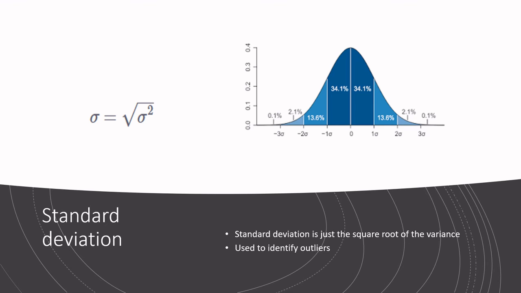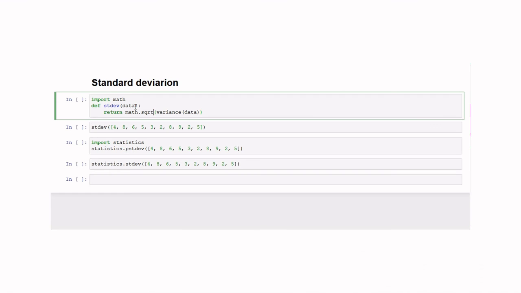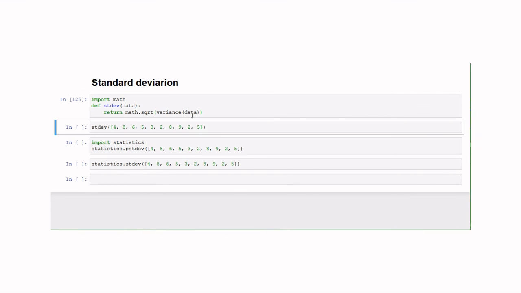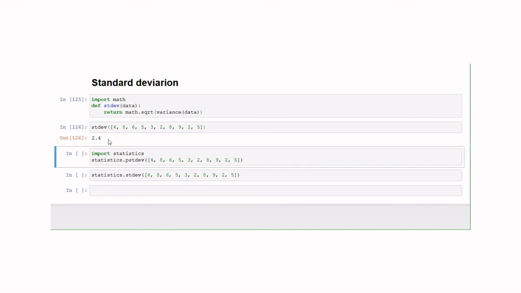Let's try to implement these things using Python. Here I am using the math library to find the square root of the variance. Why? Because the square root of the variance is the standard deviation. I am passing this dataset to the standard deviation function to calculate the standard deviation, which is 2.4.